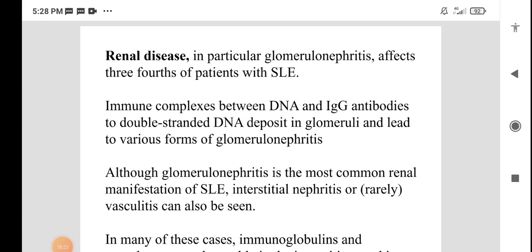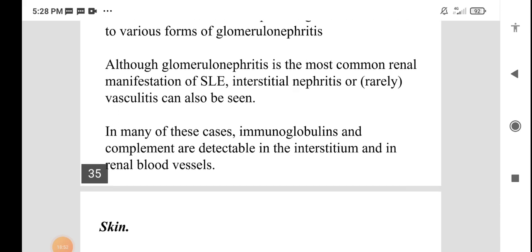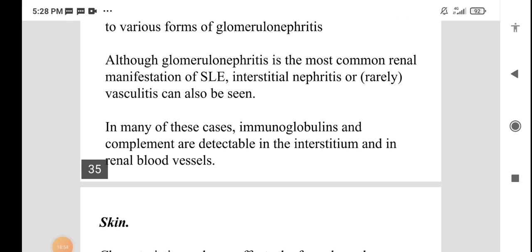Now, renal disease. In particular, glomerulonephritis affects 3/4 of patients with SLE. Immune complexes between DNA and IgG antibodies to double-stranded DNA deposit in glomeruli and lead to various forms of glomerulonephritis. Although glomerulonephritis is the most common renal manifestation of SLE, interstitial nephritis or vasculitis can also be seen. In many of these cases, immunoglobulins and complement are detectable in the interstitium and in renal blood vessels.